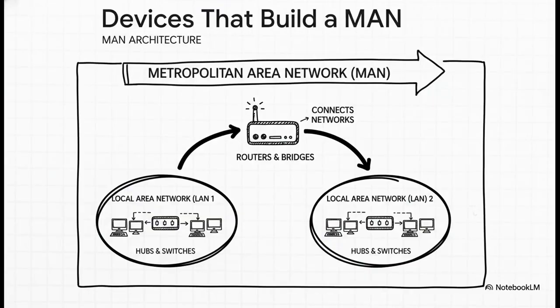So how do they build something like this? Well, at each location, you still have simple devices like hubs and switches that create the local network, the LAN. But to connect those separate LANs across a city, you need smarter, more powerful gear like routers and bridges. Their whole job is to act like traffic cops, directing information between the different networks to make sure every piece of data gets to exactly the right place.